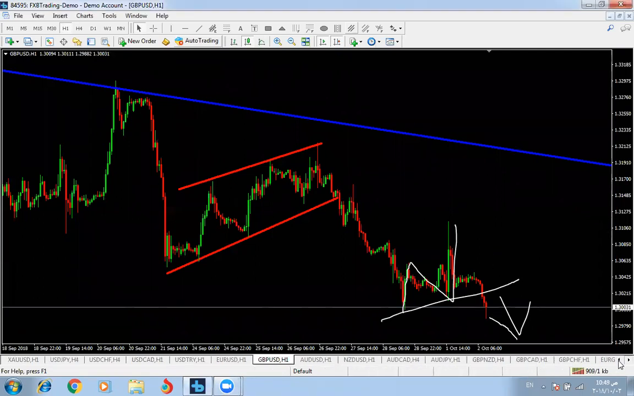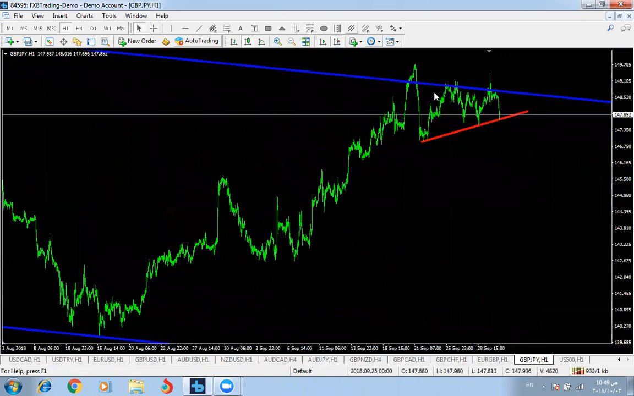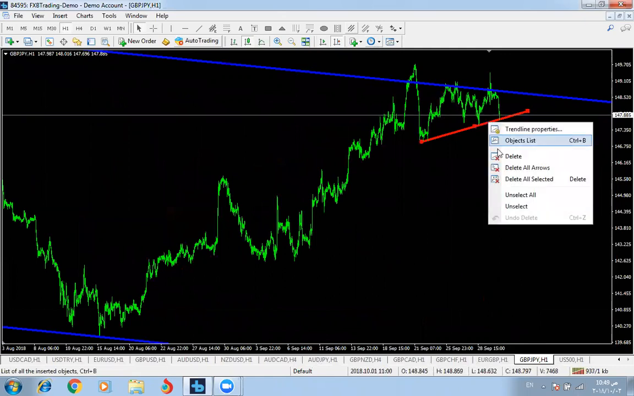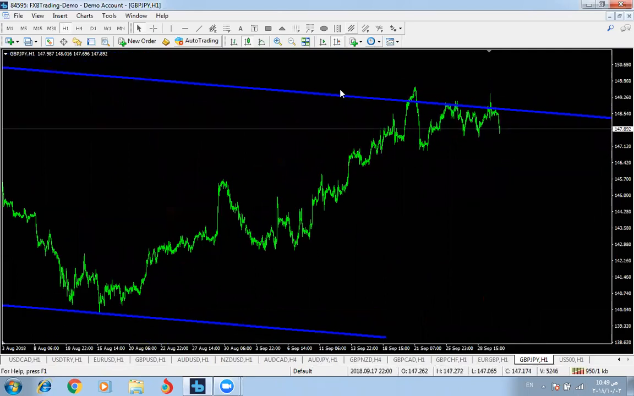Okay, I will show you the Pound Yen. In the Pound Yen, we had a very ideal price action that suits my strategy. First of all, we have two corrective legs to the upside. I will show you. This is the first leg, A, B, and C.